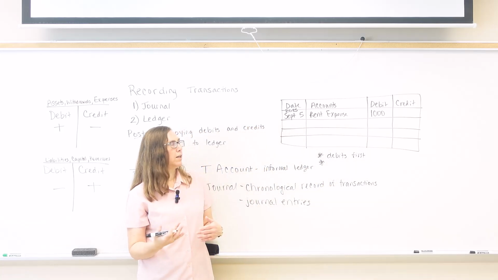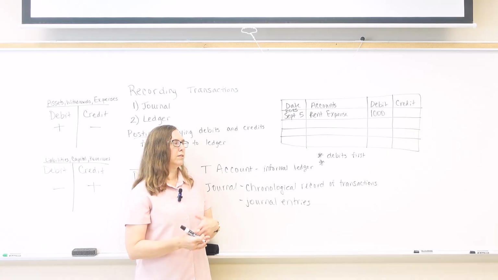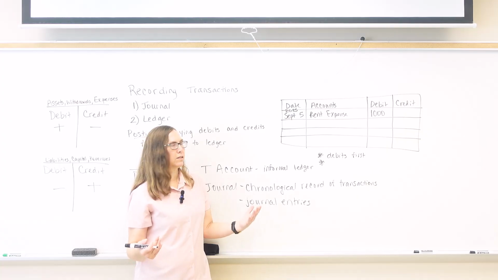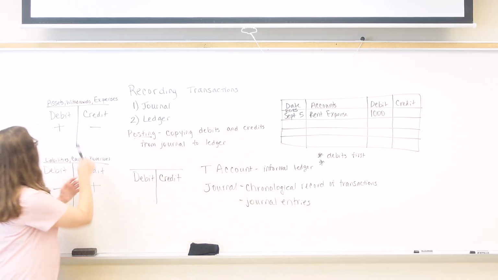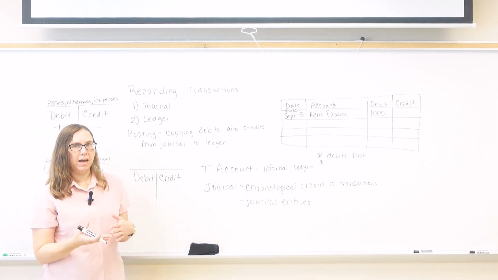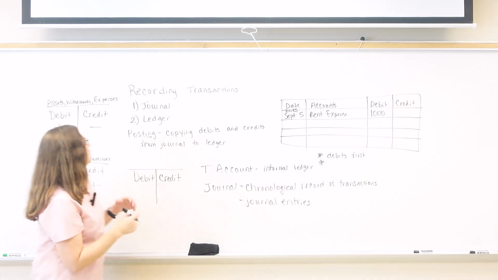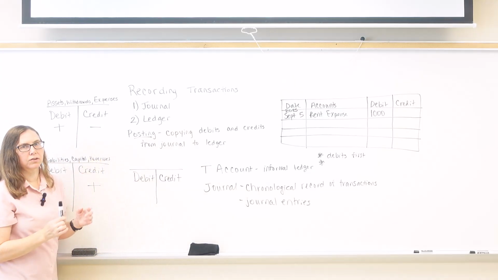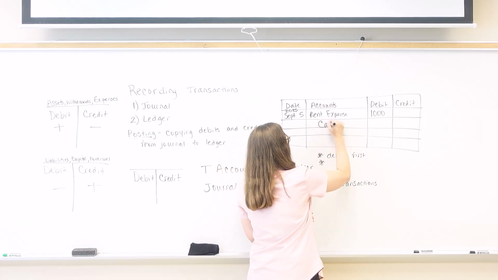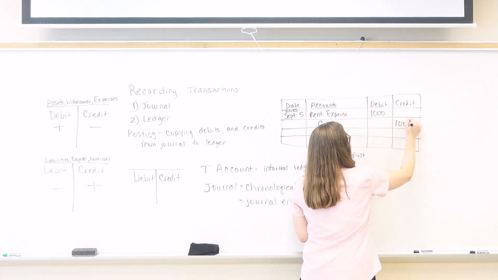So if they're paying rent, we learned in the T accounts that that's a debit to rent expense, credit to cash. You're adding to rent expense with a debit, which is shown here, and you're subtracting from cash, which is an asset. You subtract from cash with credits. So we're debiting rent expense, crediting cash. So that's going to look like this.